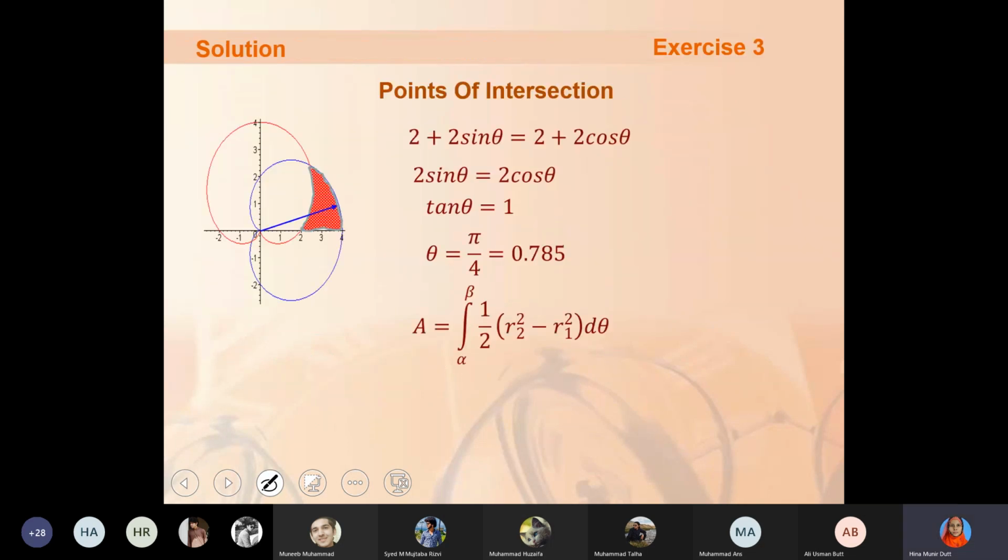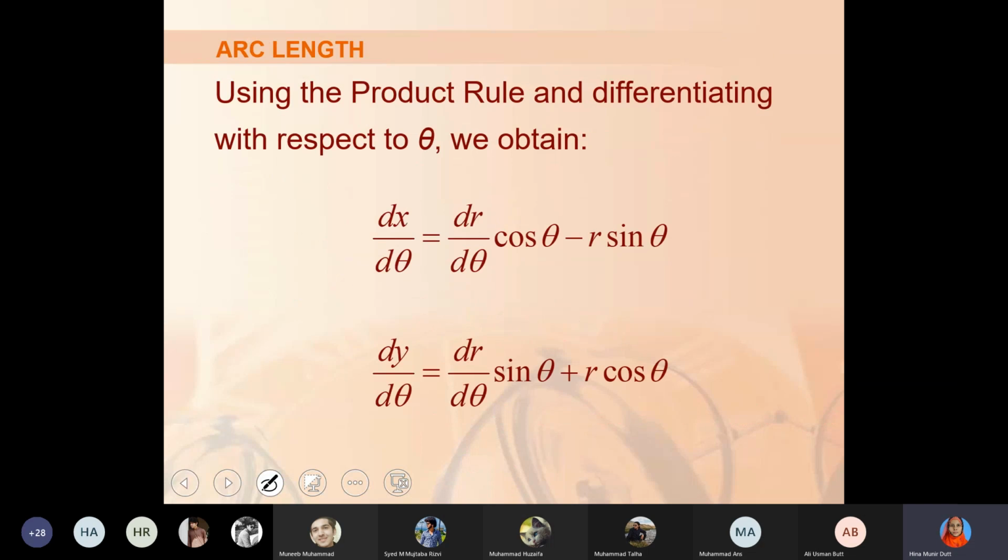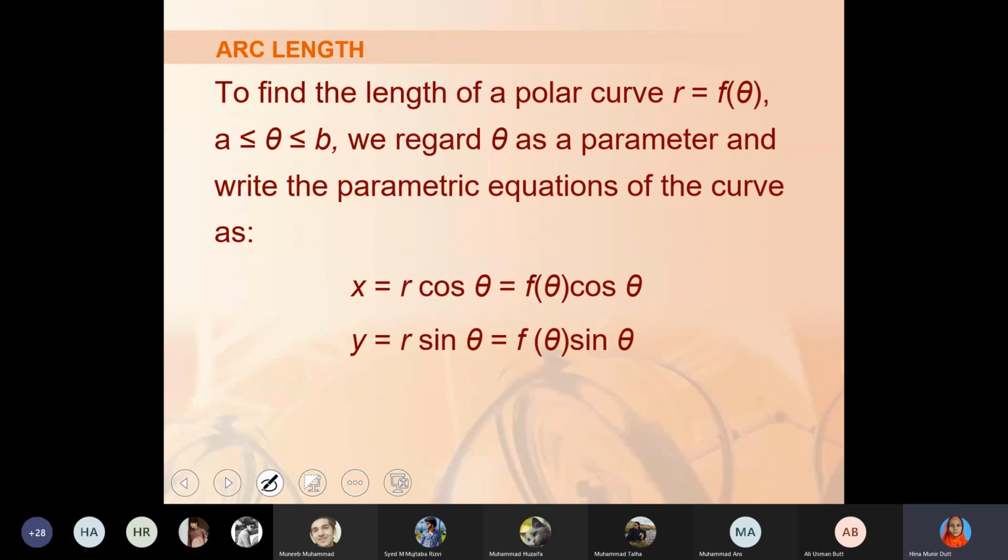Now let's move further and see how to find the arc length. To find the arc length of a polar curve, we will make use of this formula, that is dr over dt, that we have used for parametric curves.